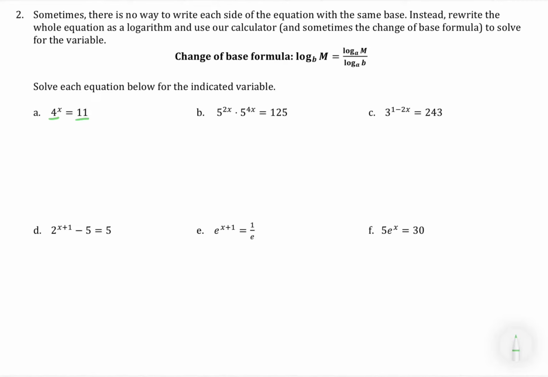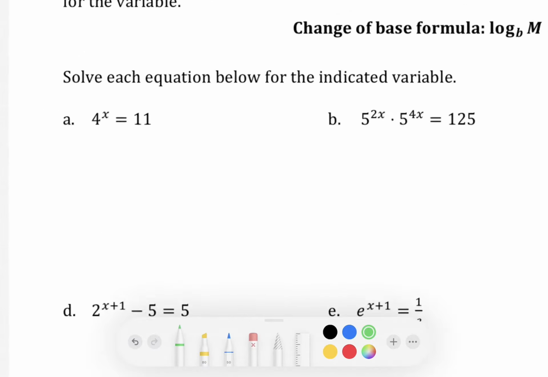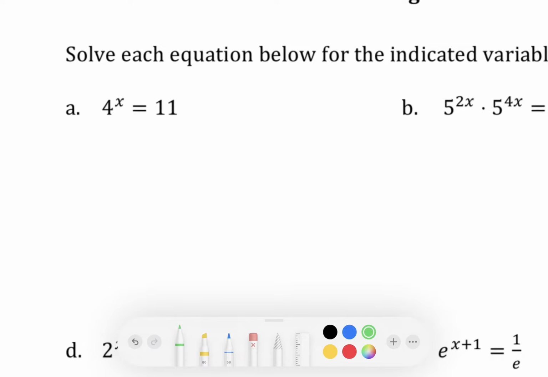So what do I do? I need to rewrite this as a log. So let's start by doing that. When I rewrite something as a log, hopefully you guys got a chance to practice this in your Khan Academy last week. I know that my base remains my base. So when I'm writing the log, I'm doing log base 4. Well, log base 4 of 11 has to equal that exponent.